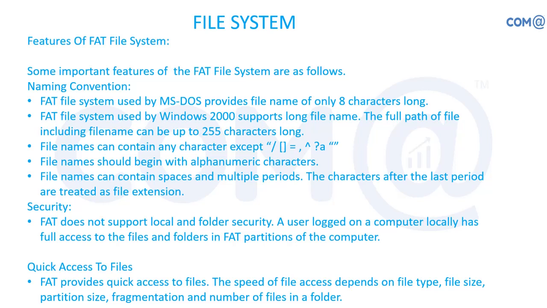Security part: FAT doesn't provide any local security or folder level security. If any user logs into the local system, he has access to the complete data. He can do anything with your data. While coming from the network, at least I can have folder level permissions given, and I can restrict it to the folder level. I cannot restrict to the file level. So some kind of restriction we can do, and FAT gives quick access to the files also.